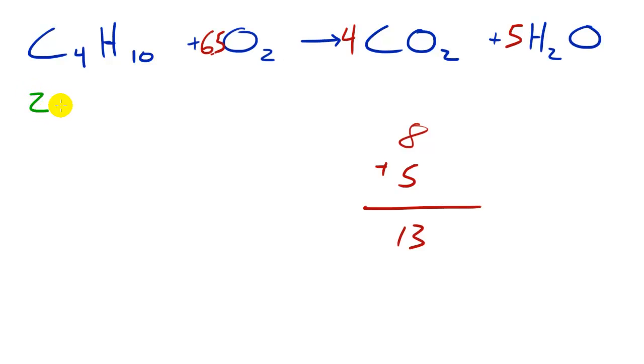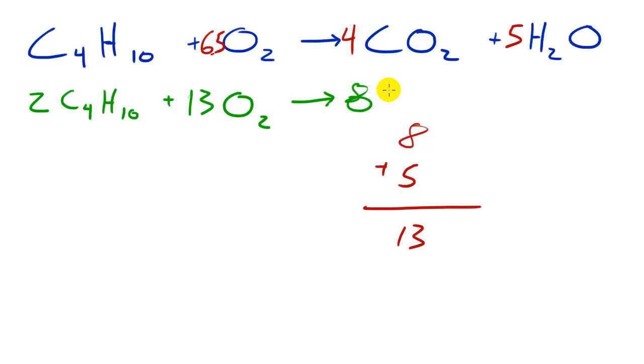So this would be 2C4H10 plus 6.5 times 2 is going to give you 13 O2 molecules. And we need to times the right hand side by 2 as well. So 8, that was a pretty bad looking 8, CO2, and 10 molecules of H2O. So that would basically be a nice, even, balanced chemical reaction.